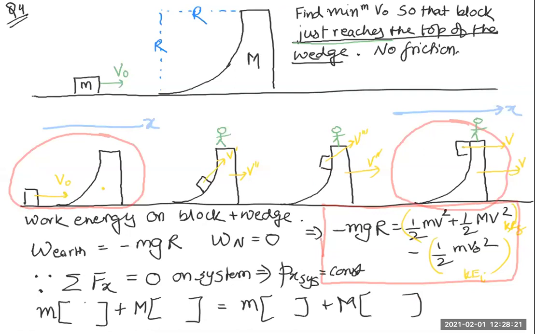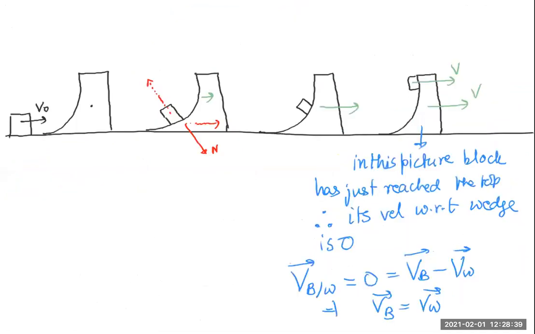V naught, zero, V, V. So we get this. Yes, friction is not there, that's why we took it. If there was friction, we wouldn't have been able to do this. So we get minus mgr is equal to final kinetic energy minus initial kinetic energy.